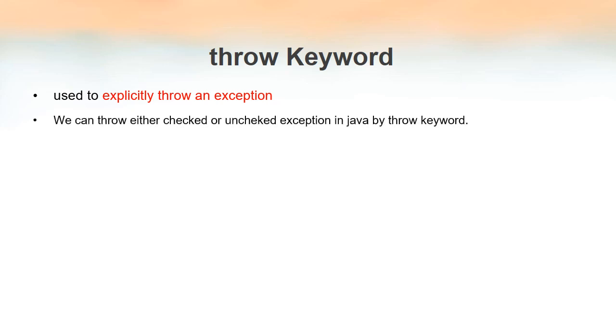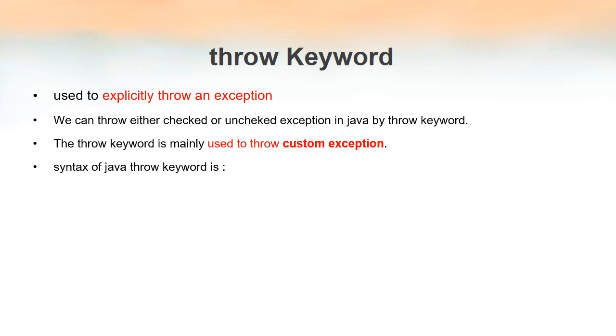When we throw an exception, it can be either a checked exception or an unchecked exception. The throw keyword is mainly used with custom exceptions. Custom exceptions means exceptions that we create rather than the existing exceptions. And the syntax of the throw keyword is: throw, the keyword, and then the exception that we want to throw.